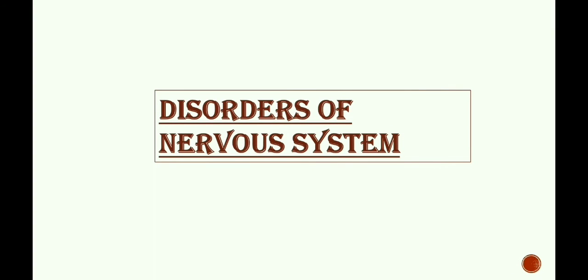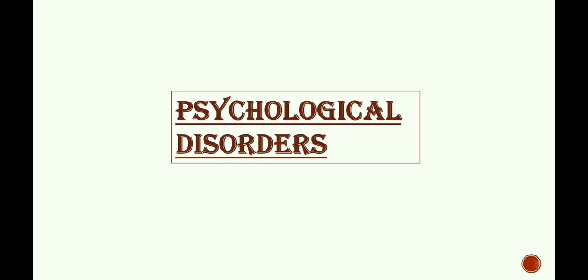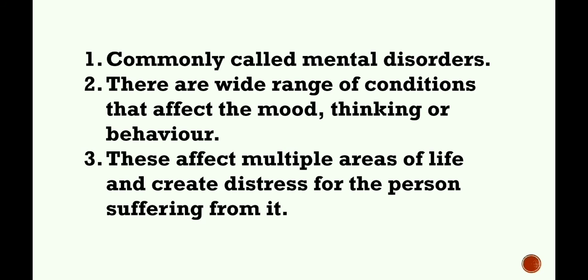Now coming towards the next part, that is disorders of the nervous system. Now disorders include psychological disorders. If I say psychological disorder, commonly we call it a mental disorder. Actually, there is a wide range of conditions that affect the mood, thinking or behavior of a person, and these affect multiple areas of life and create distress for the person suffering from it.